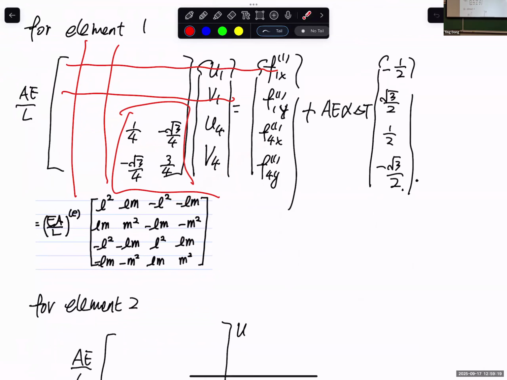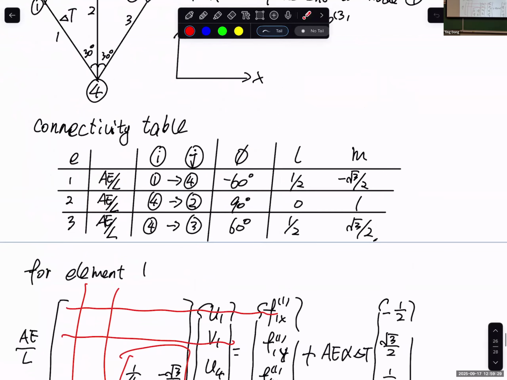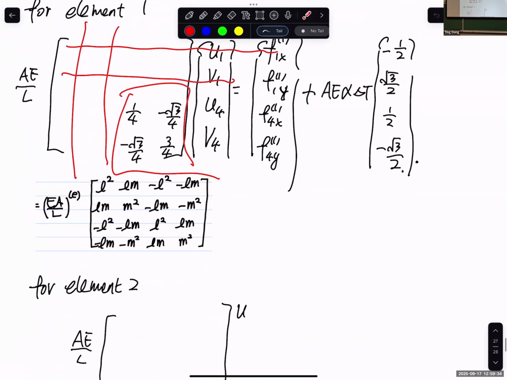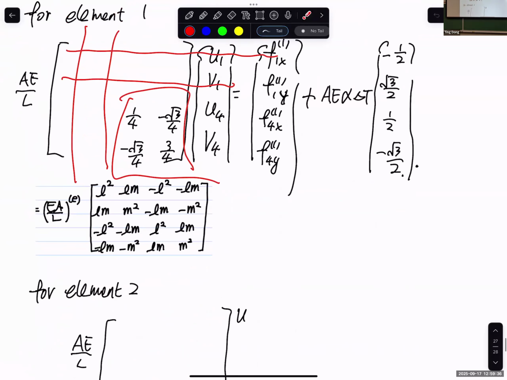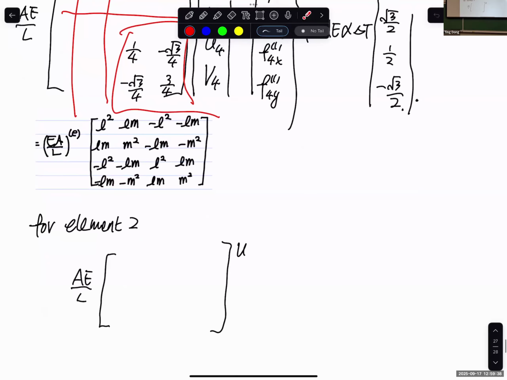And there was a question in the last class. The rest part, they are not zero. It's corresponding to this part. And you just plug in the corresponding L, M for element 1. Right, it's just not useful, so we didn't write it, but it doesn't mean it's zero. It's not zero.